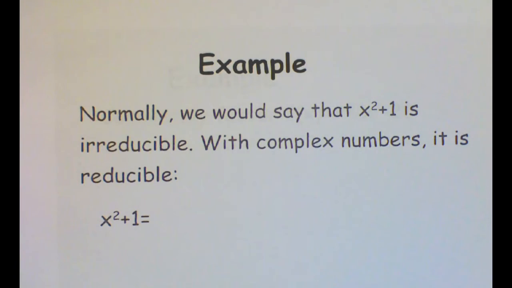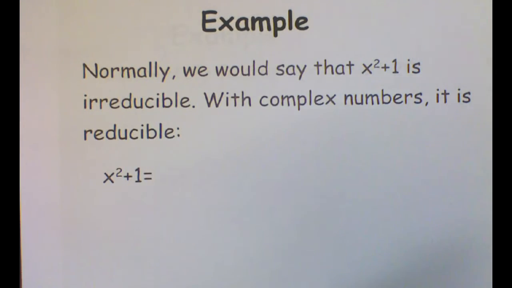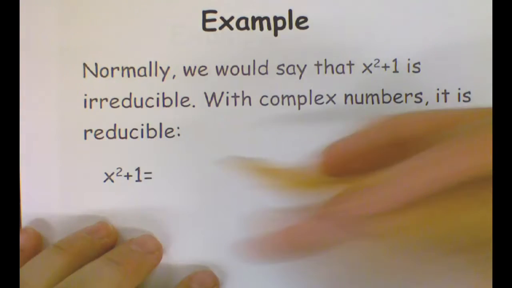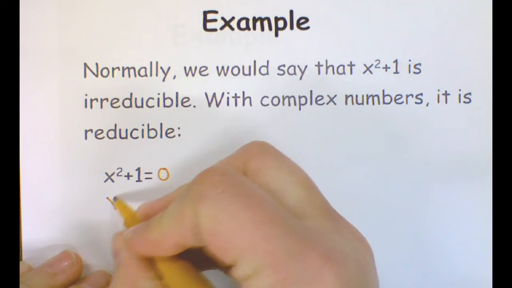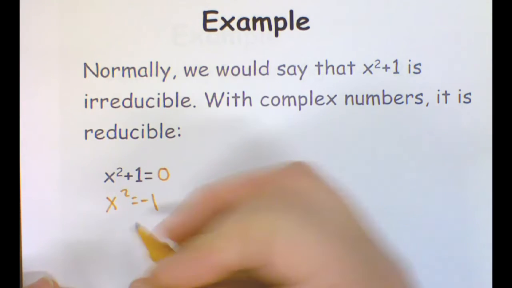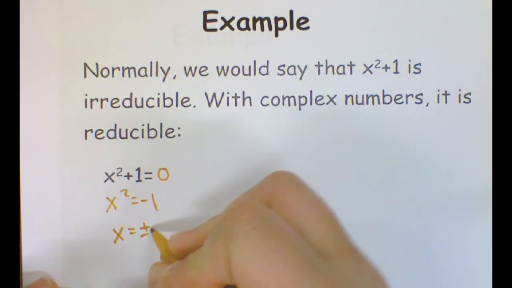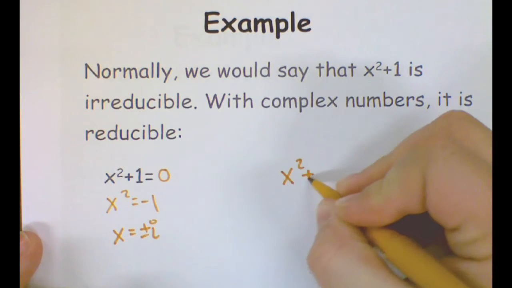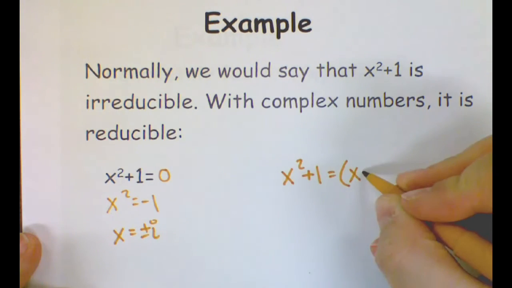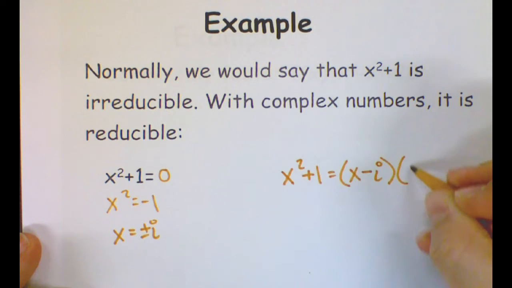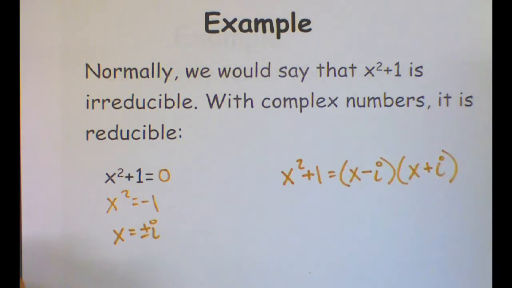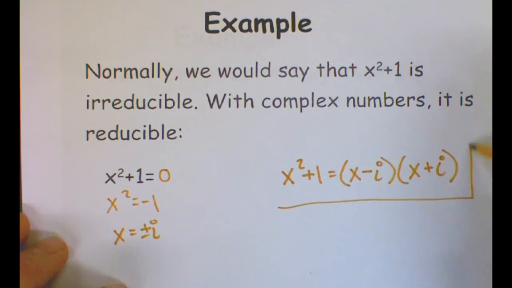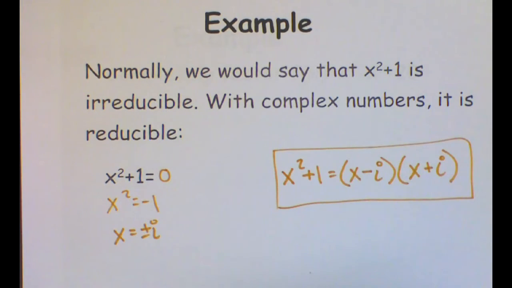So normally we would say that x squared plus 1 is irreducible. With complex numbers, it is reducible though, because if x squared plus 1 were equal to 0, we would have x squared equals negative 1, and we get x equals positive or negative i. So that means I can factor x squared plus 1 into x minus i times x plus i. If we multiply that back out, we find that it did indeed work.